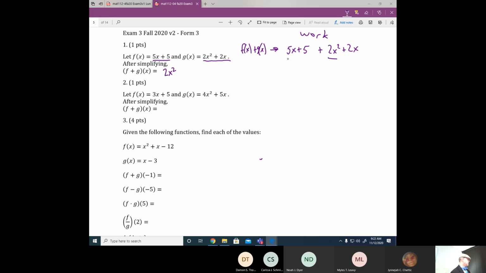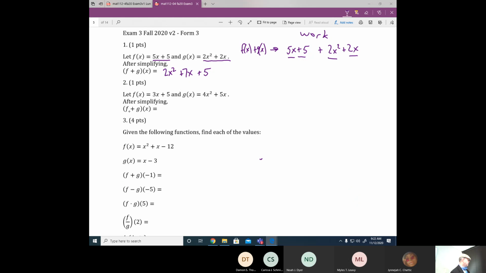And let's see, how many x's do we have? We have a 5x there, plus a 2x there, so that gives us a total of 7x. And then we have just the constant 5 added to everything else. There's my solution, f plus g of x. Just take whatever f of x is and add to whatever g of x is. And then the only things that I combine, I have multiples of a 5x and a 2x. Otherwise, it's the 2x squared part of g and the constant part of f of x.